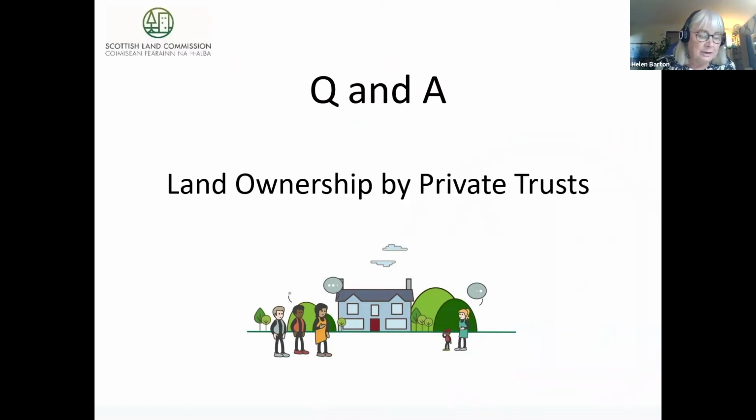So we had a question, Gemma, about what the best practice is for appointing trustees. You touched on that a little bit there, but is there any particularly good practice for trusts that are thinking about how to appoint trustees to their organisations?